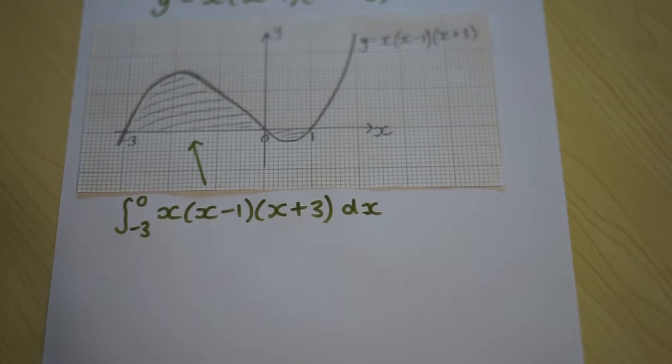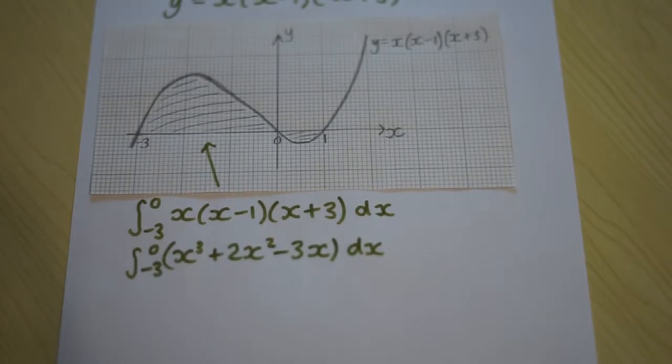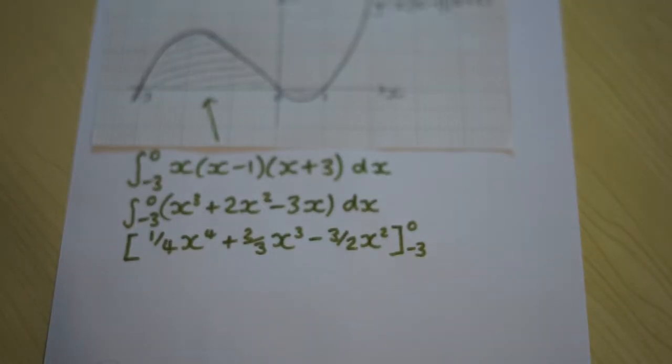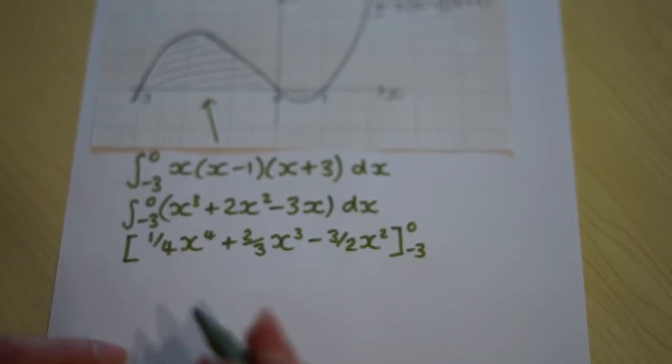So that's that written down. That's what we have to integrate to get this area just here. Okay, when we expand these brackets, which we have to do when we integrate, we get this. So let's integrate it. Here it is, integrated. Now we need to substitute 0 into there.